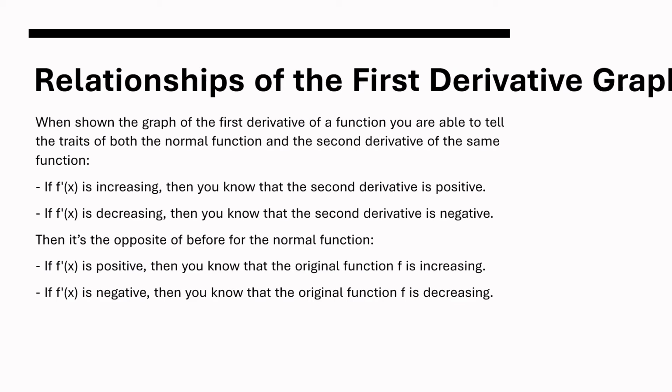Like it says here, if f prime x is positive, then you know that the original function f is increasing, and if it's negative, then the original function is decreasing, as shown before. But now, if you see that f prime x is increasing, you will know that the second derivative is positive, and if f prime x is decreasing, then the second derivative is negative. So it's basically what the original function does for the first derivative, but applied in a different way. Now we're going to look at two more examples that'll help us demonstrate that idea.